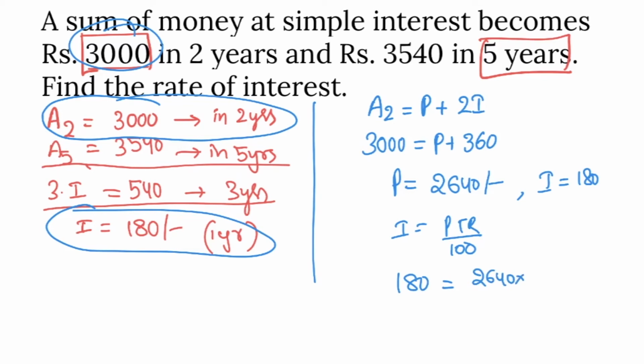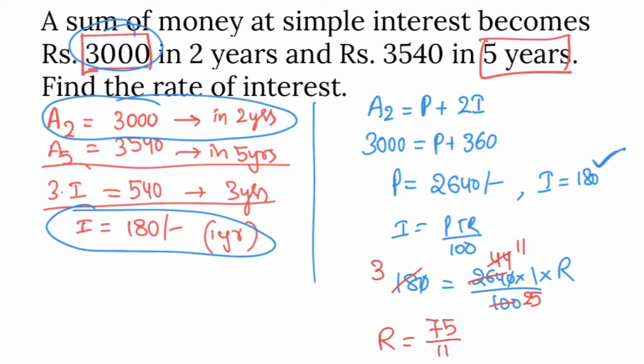Time period is how much? 1 year. So 180 rupees interest for 1 year is 2,640 into R divided by 100. Zeros cancel, and cancelling further, we get R is equal to 3 into 25, which is 75 divided by 11, or 6 and 9 by 11%. Rate of interest is 6 9 by 11%.